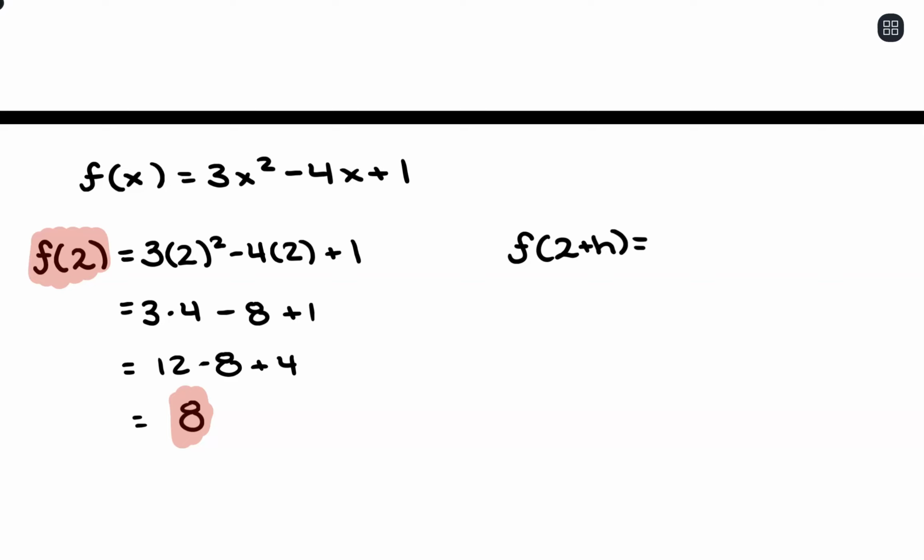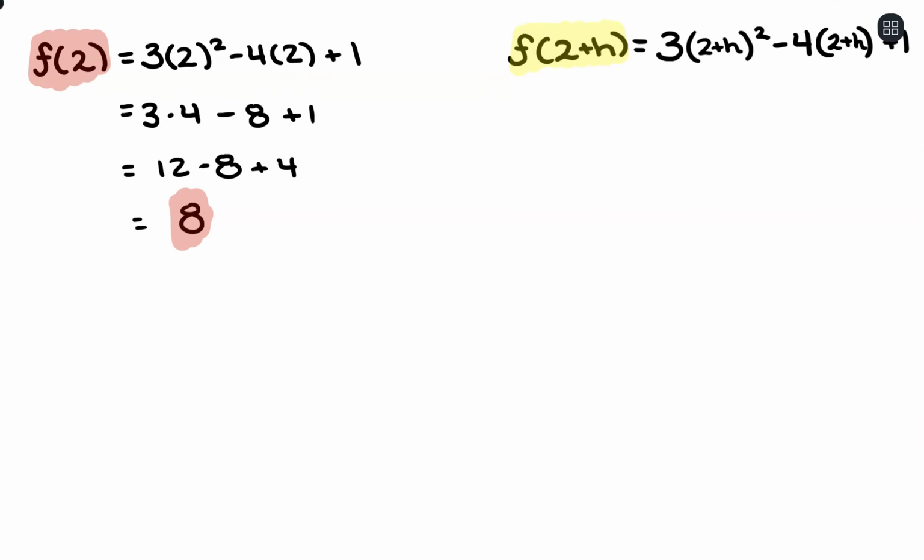All right, f of 2 plus h, we want to make a substitution as well. So our function tells us we have 3 and then our input squared minus 4 times our input plus 1. And in this case, our input is this expression 2 plus h. All right, let's get some good old algebra review.